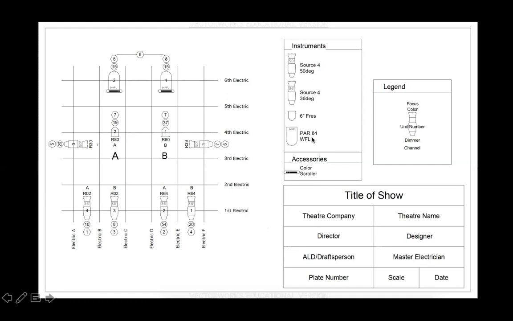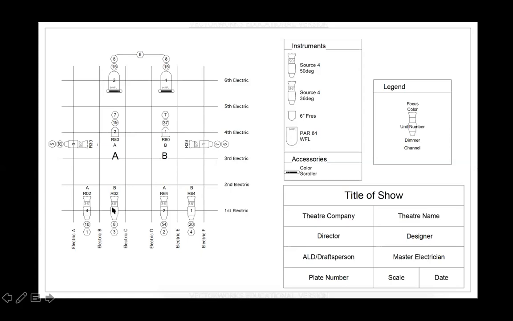If you remember pars being the big, we call them par cans because they look like big cans. And if you remember me talking about degrees and barrels, we have different Source 4s with different degree barrels, and it's specified here, and it's also written on the actual light itself. So we have a Source 4 with a 50-degree barrel, and if we go over here on electric F, you can see that there is a Source 4 light with a 50-degree barrel in it.